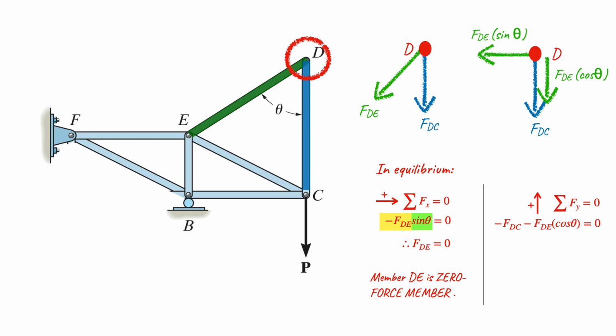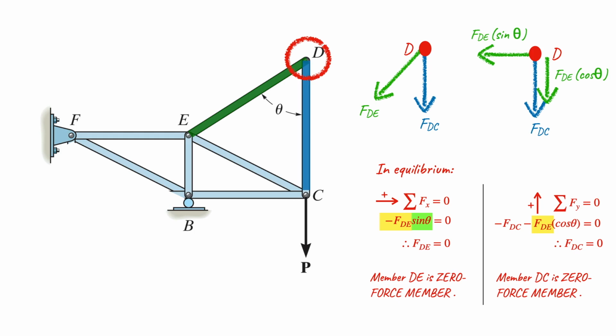Recall from our previous equation, we already concluded that FDE equals 0. So 0 multiplied by cos theta will become 0. So the remaining expression, which is FDC, would be 0. So accordingly, the slender member DC is a zero force member.